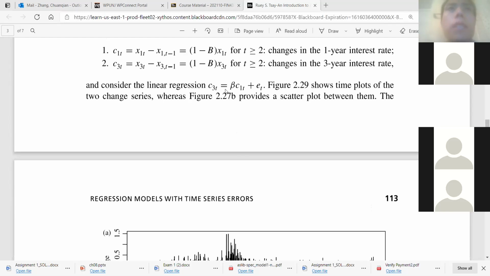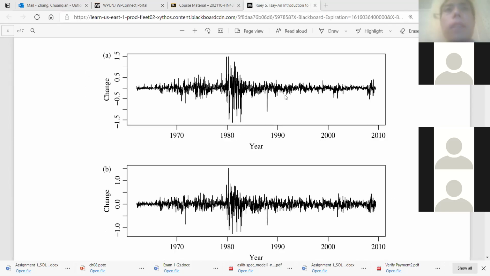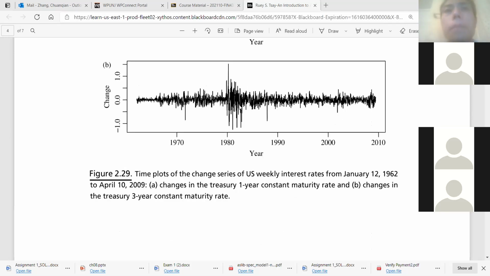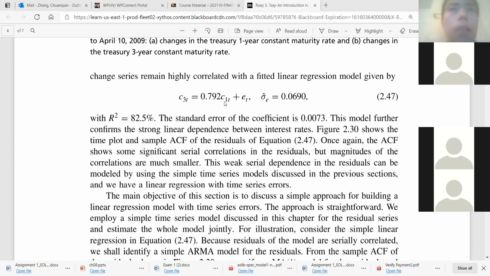After I take the first difference, I run the regression, and it's like this. Okay, so if you look at this change, what you can find is that the data looks relatively stationary, very stationary, and you can see the upper and the lower band very clearly. Okay, and the authors estimate this model and get the new one: the 3-year rate equals 0.792 times the 1-year rate plus the error, right? So this is the new model they estimate.